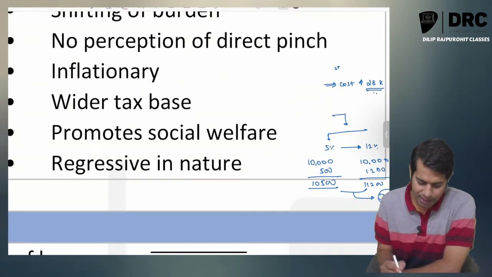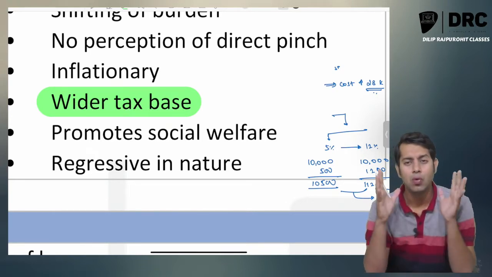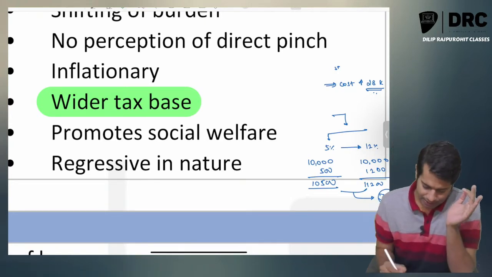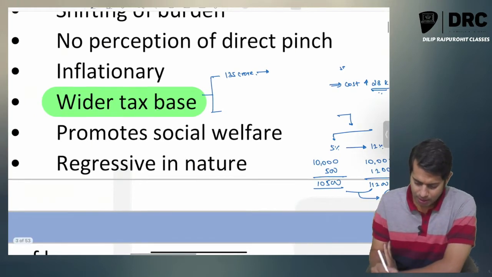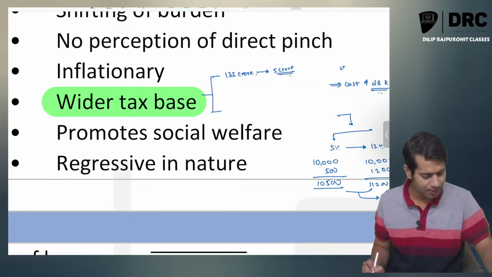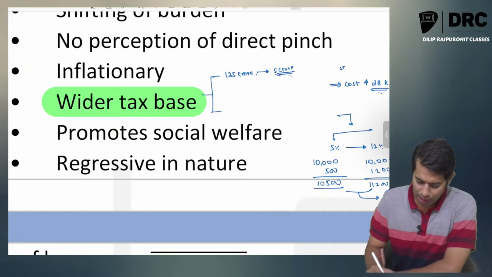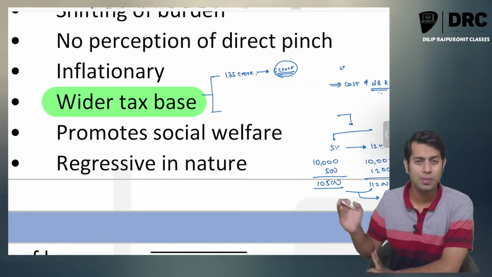Now, one more advantage of indirect taxes, or one more feature of indirect taxes, is that it has a wider tax base. Sir, what do you mean by this particular word, wider tax base? Now, say India has a population of 135 crore people. Out of this 135 crore people, on an average, I think 5 crore people will be filing the income tax. Let me turn on the internet. Let us see how many people are actually paying income tax. It is not everyone. The number of people who are paying income tax may be only 5 crore.